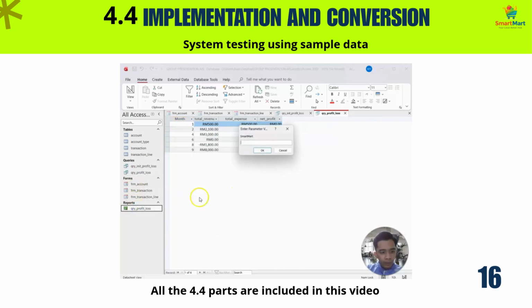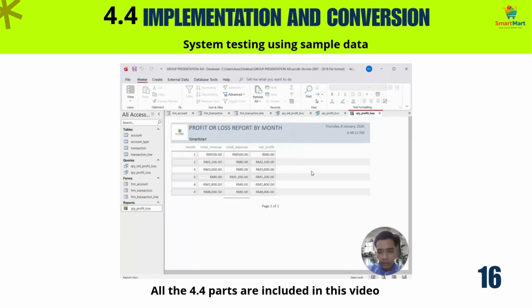For the monthly profit or loss report, this is the monthly profit or loss report. It is generated automatically based on the transaction queries. This report clearly shows whether the business made a profit or incurred a loss for the selected period.